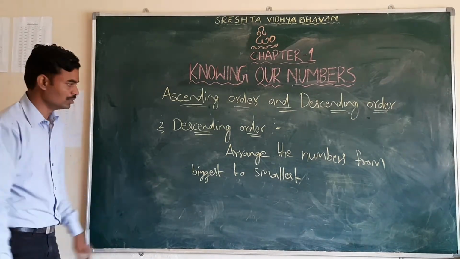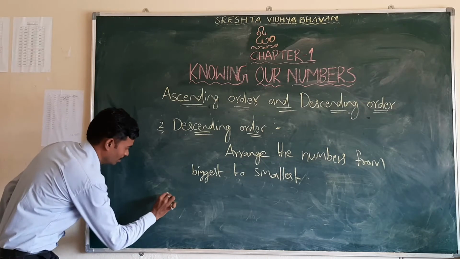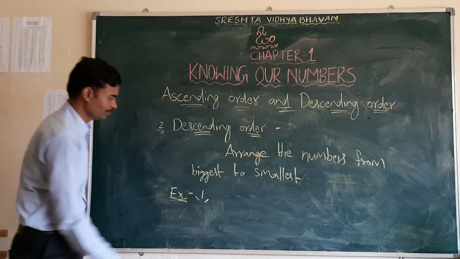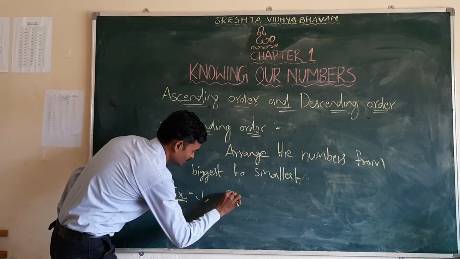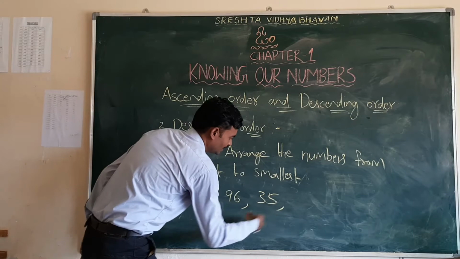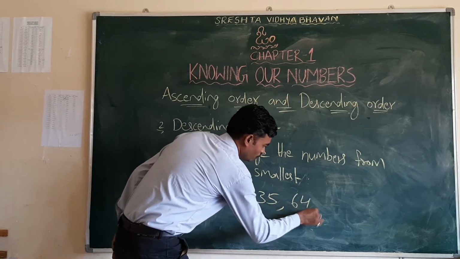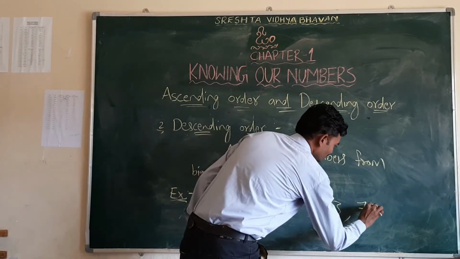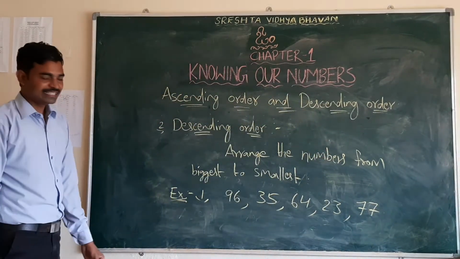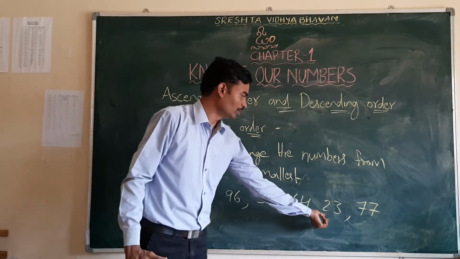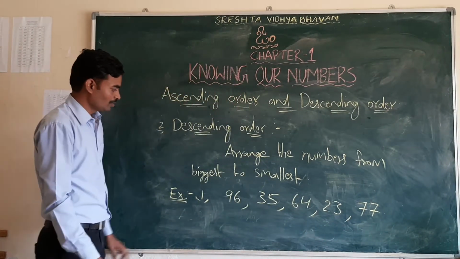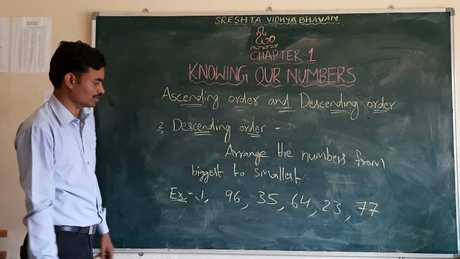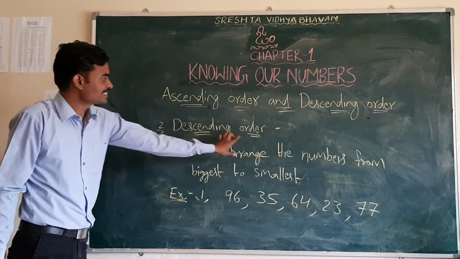Now take some examples about the descending order. Now write the example question: 96, 35, 64, 23, 77. This is the given question with the numbers. Now 96, 35, 64, 23 and 77. These are the numbers. Now we have to arrange in the descending order.